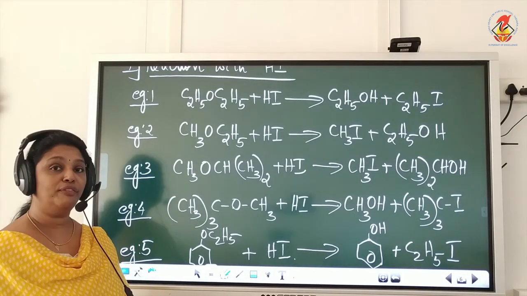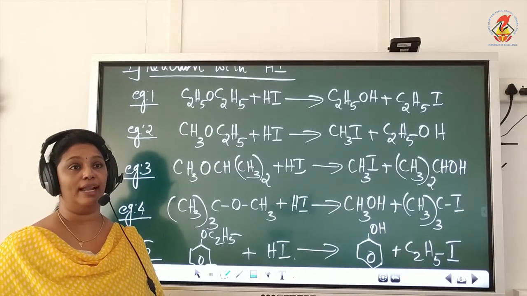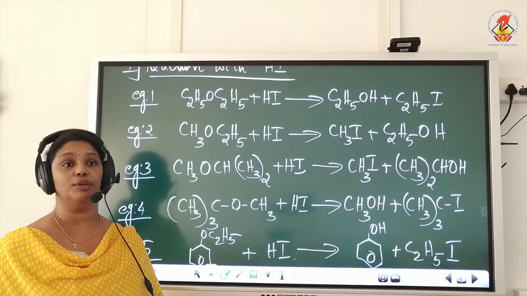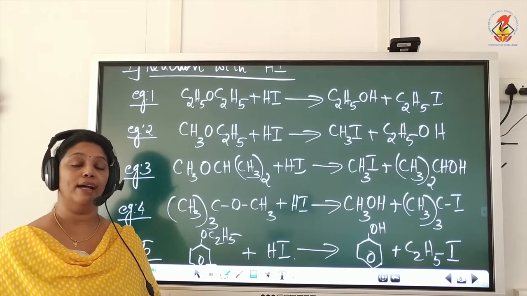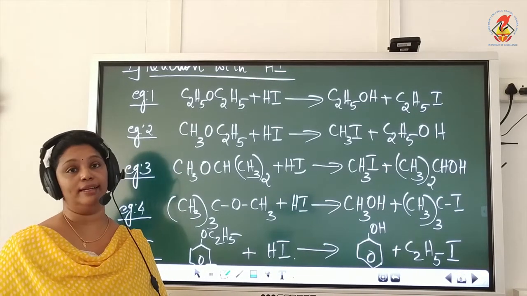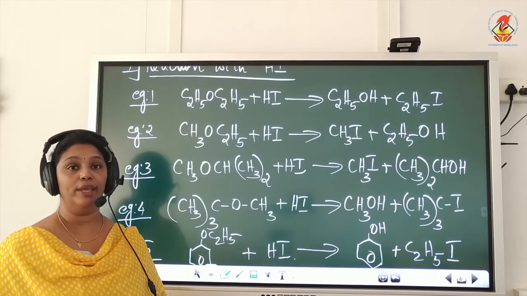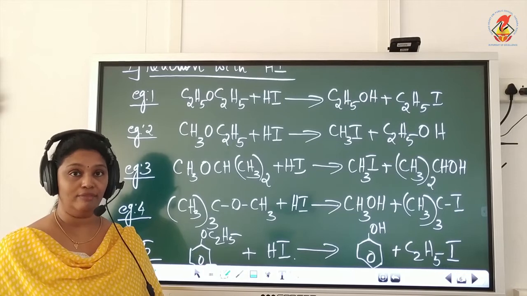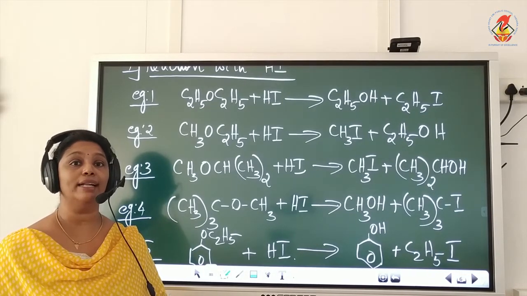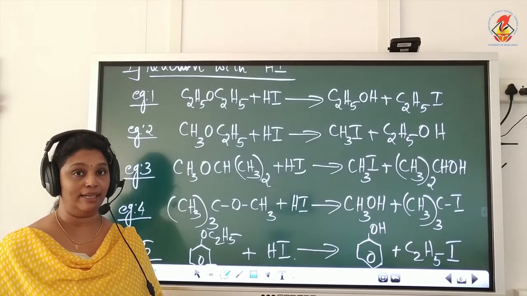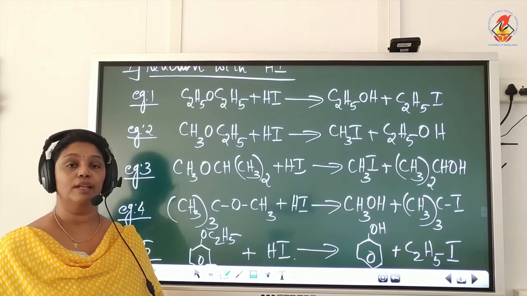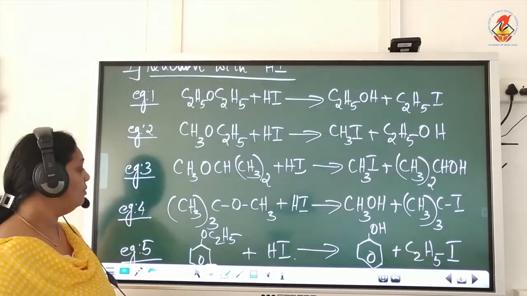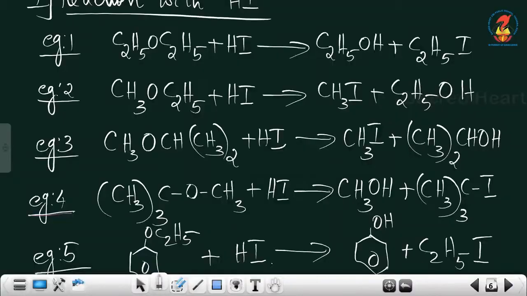Now, if it is a tertiary alkyl group, that is, in the unsymmetrical ether, if one of the groups is methyl and the other alkyl group is a tertiary alkyl group, then we get alkyl halide and alcohol, in which the tertiary alkyl group will go as alkyl halide and the lower group, that is the methyl group, will go as alcohol. Now look at example number 4.